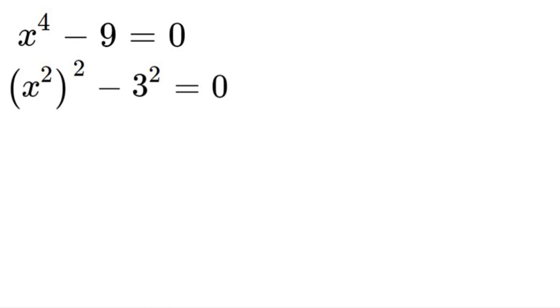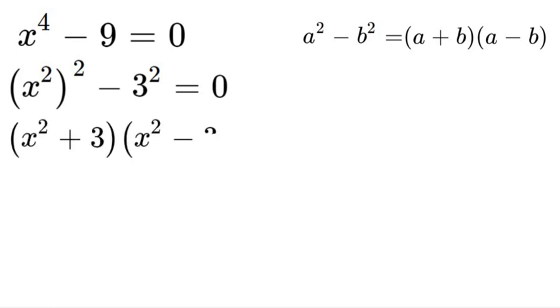Now, we are going to apply this fun principle up here. So if we had a squared minus b squared, that'd be equal to a plus b times a minus b. Now, in this situation, x squared would be a and 3 would be our b value. So let's go ahead and write this out. So we'll have x squared plus 3 times x squared minus 3 is all equal to 0.